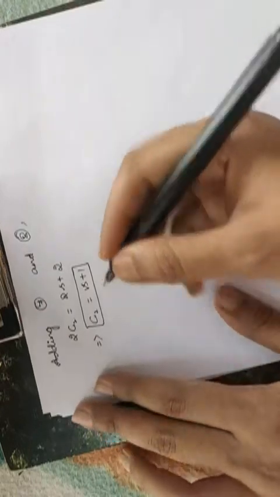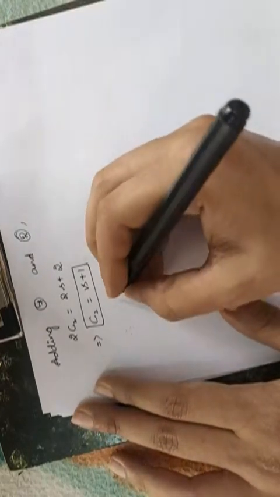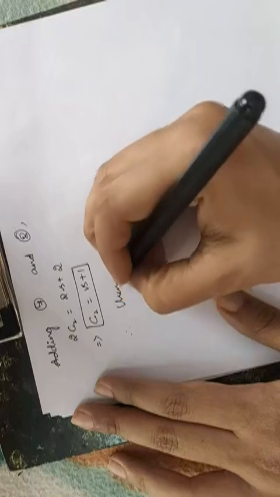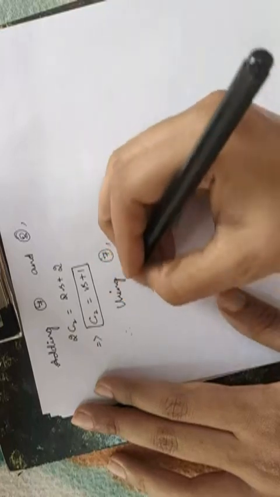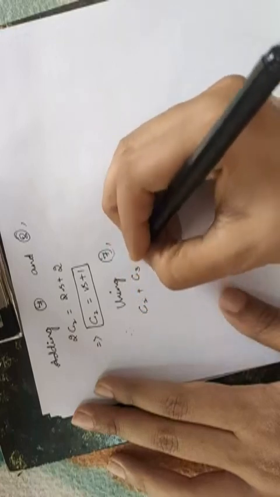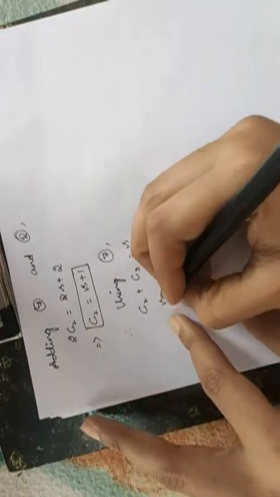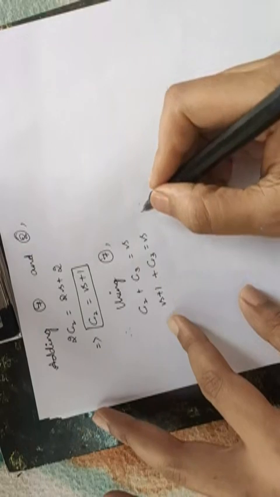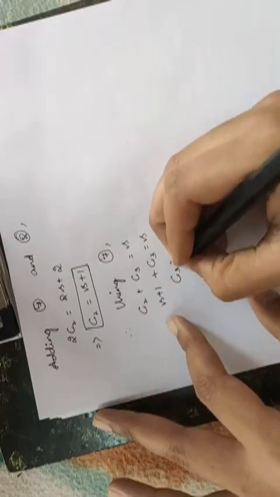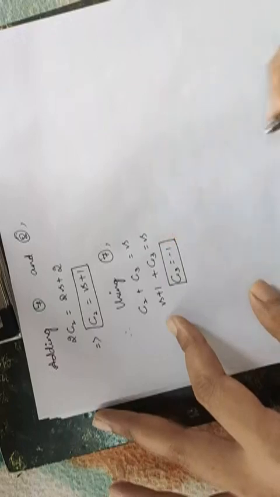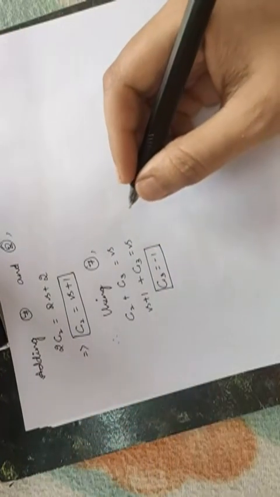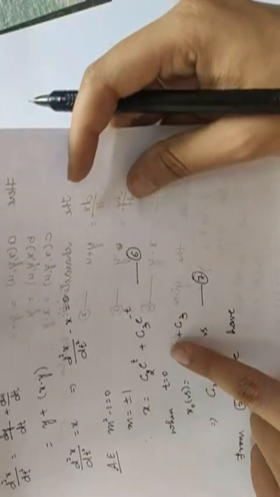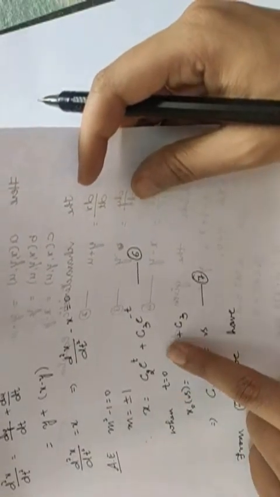If you substitute this value into either of your equations 7 and 8, you will get the value of c3. Therefore, using equation number 7, we have c2 plus c3 is equal to s. c2 is s plus 1, so s plus 1 plus c3 is equal to s. If you shift these two terms to your right hand side, you will get c3 as minus 1. So now substitute this in your equation number 6, so that you will get the value of your x.